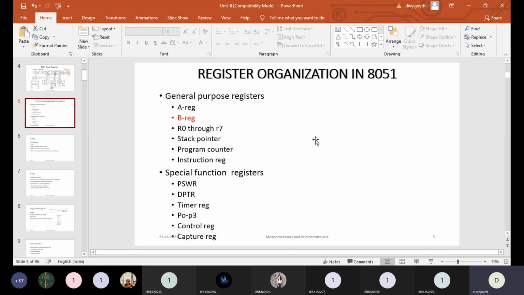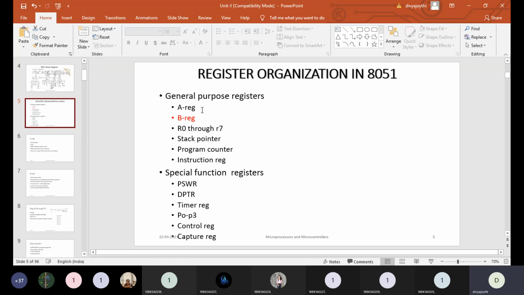First one is the A register. A register is nothing but the accumulator. Here A stands for accumulator, which in the 8086 microprocessor is represented with AX. So the functioning of AX in the processor and the functioning of A in the controller are the same. A stands for accumulator, and this is of 8-bit size. I'll just brief you now, and later we'll see in detail one by one.